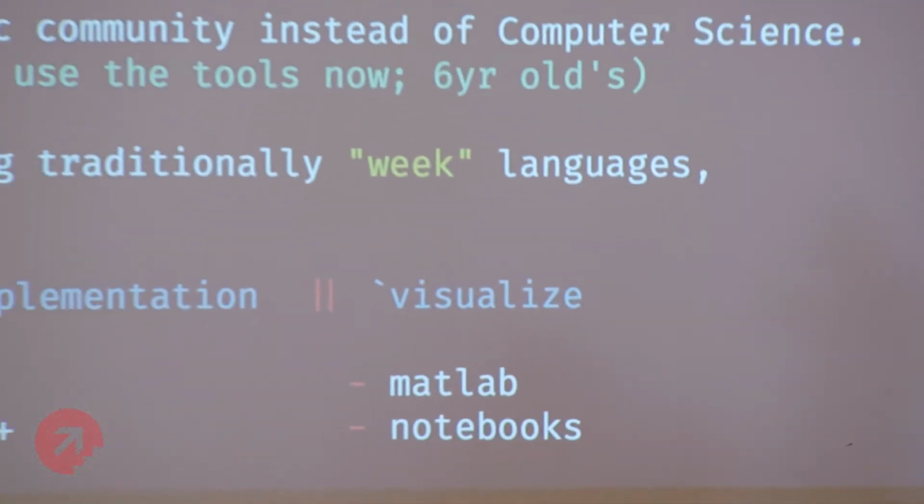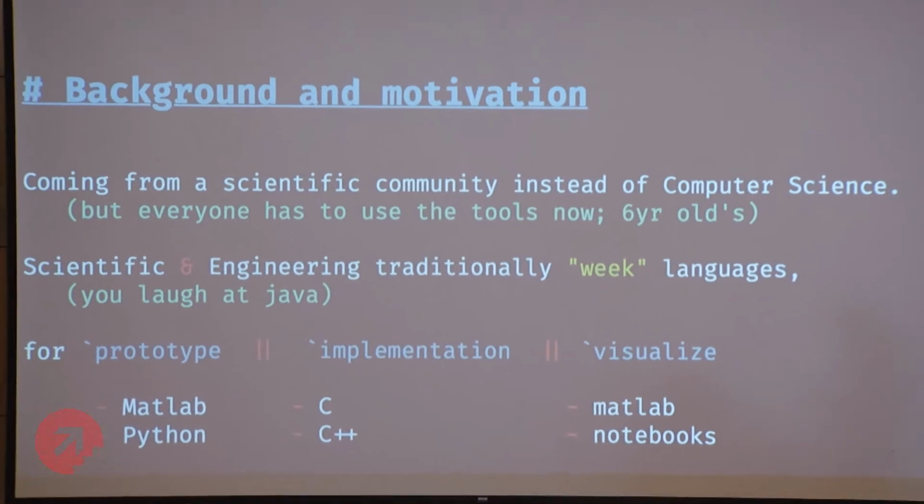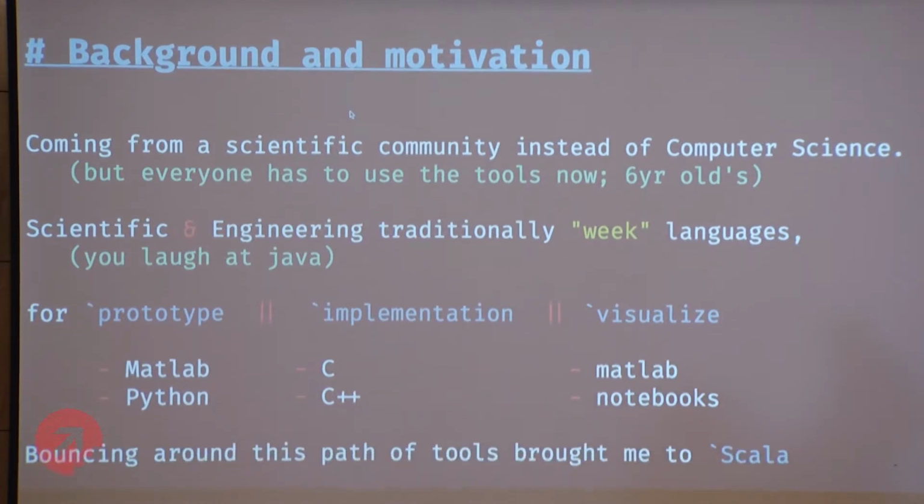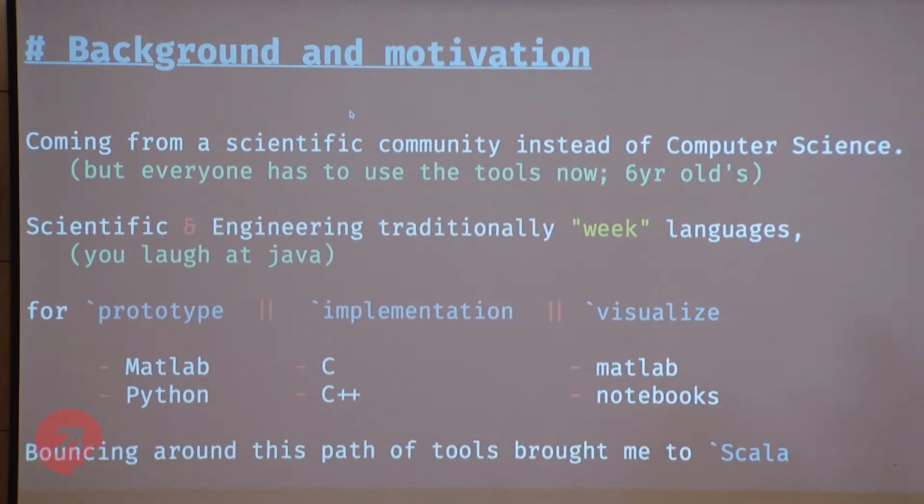Anyways, from the scientific engineering perspective, they usually have these weak languages. You guys will laugh at Java, but they don't even have types. MATLAB is the king, and Python, and that's the prototype phase. Then there's the implementation phase, like porting it over, or somebody else doing that, and then visualization tools for either your implementation results or your prototype. It's a world I've been in, and for the past 15 years I've been increasingly interested in being able to do it syntactically clear and with all the help you can get.